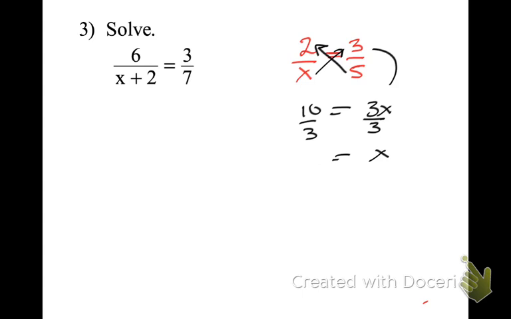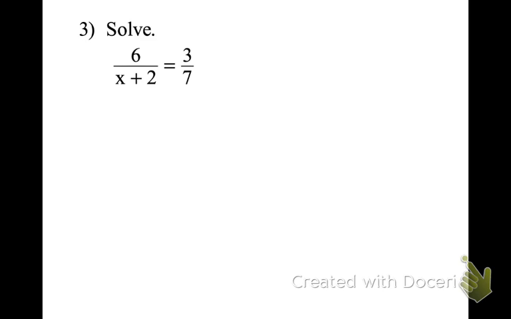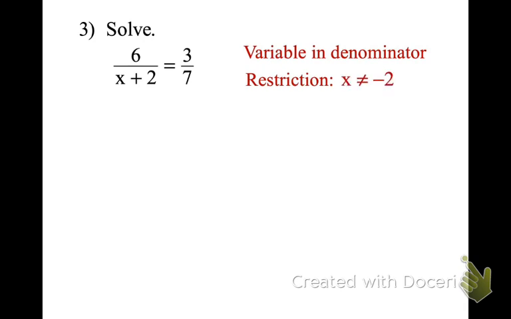Anytime you have a fraction equals a fraction, we can do something called cross products. Multiply here. And I'm going to show you why that works in a minute. What is my restriction here this time? Annabella? X cannot equal negative 2, because negative 2 will give you a 0 in the denominator. We have to write the restriction.